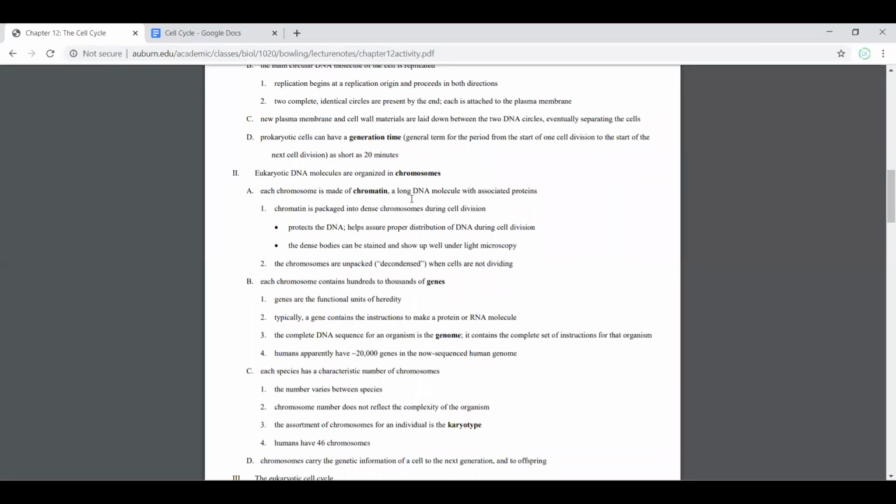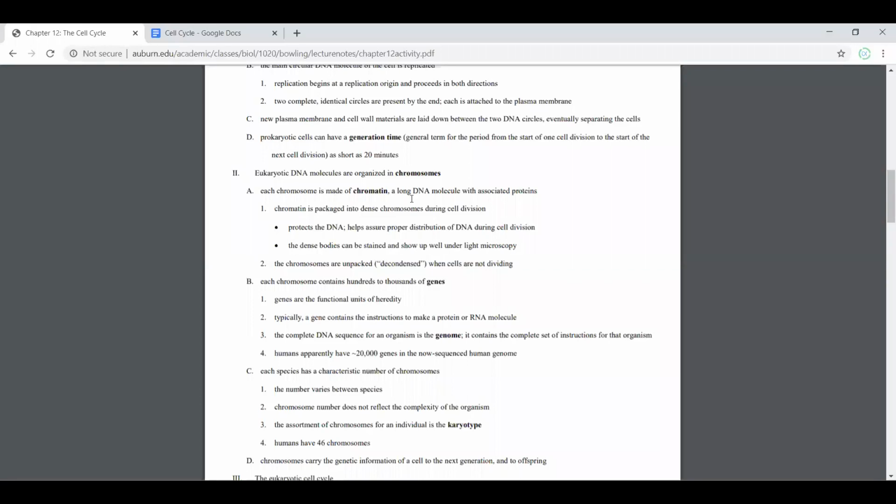So the important thing about replication, the cell cycle, all of that, is that it allows our cells to remake themselves, but they need to continue to pass on the genes because the genes are what makes us who we are. So it's very important that we pass on the genes from one cell to another.